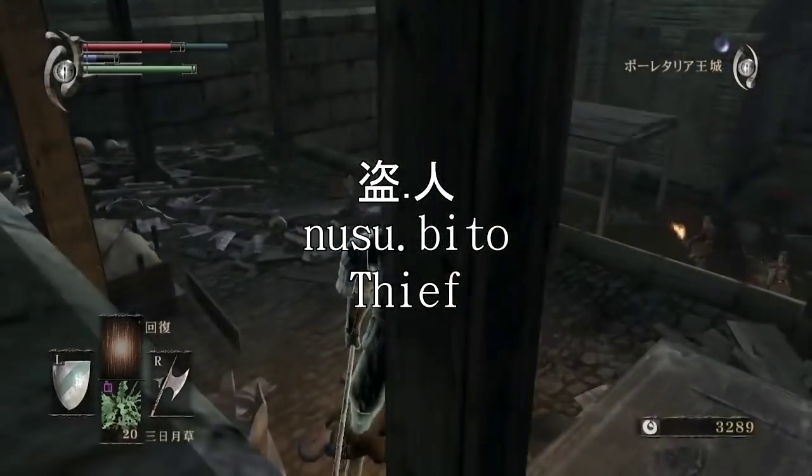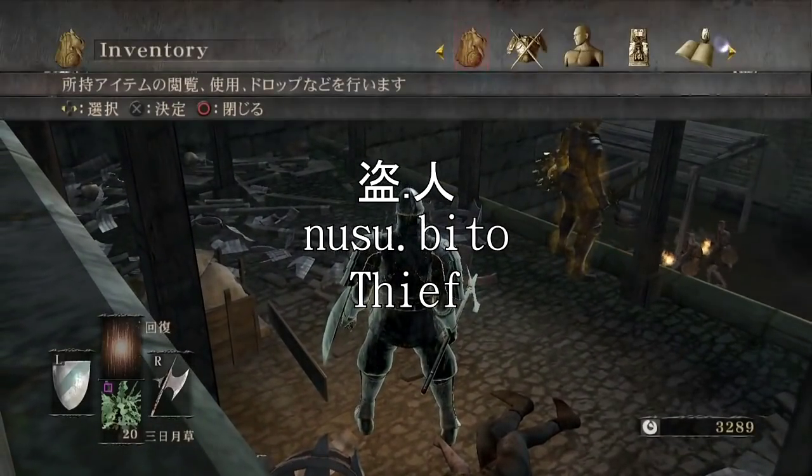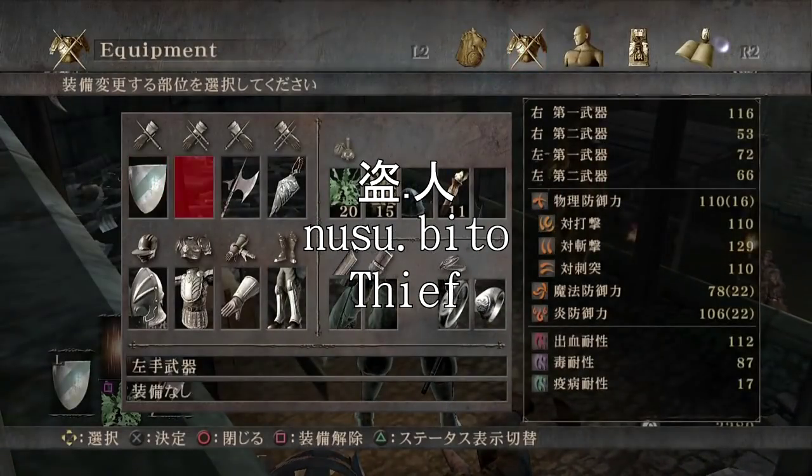Nusubito, thief. Steal plus person equals thief. The first character has the tray underneath radical.